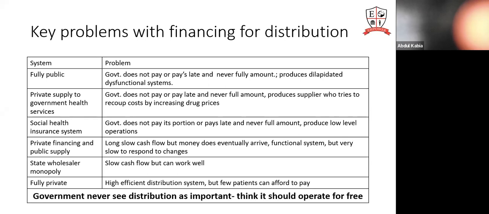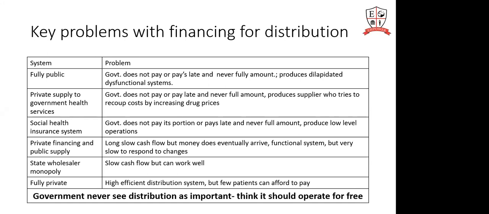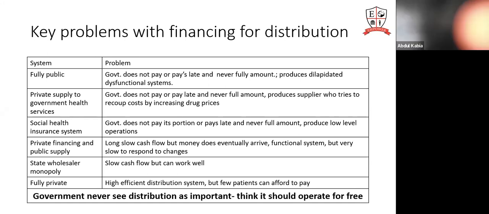If it's private financing and public supply, there is slow cash flow, but money does eventually arrive, and it produces a functional system, although it's slow to respond to changes. And if it's a state wholesale monopoly, cash flow is slow, but this will work. I'll tell you, this will work. And if it's fully private, there is a highly efficient distribution system, but few patients can afford to pay. Those are all the pros and cons. The system is efficient, but in your country, can they pay?